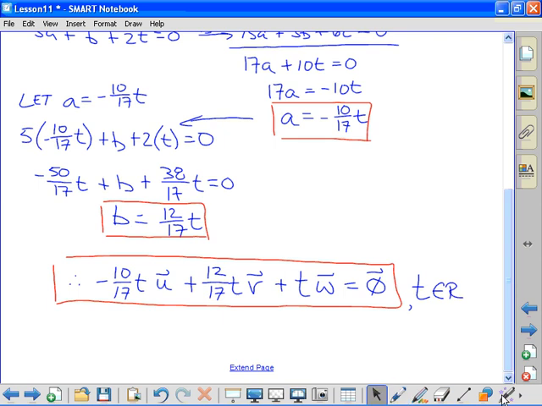So there's an infinite number of solutions here, because you can pick any real number you want for t, and it will work.